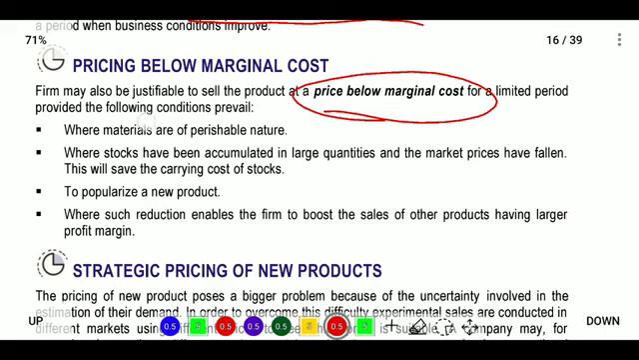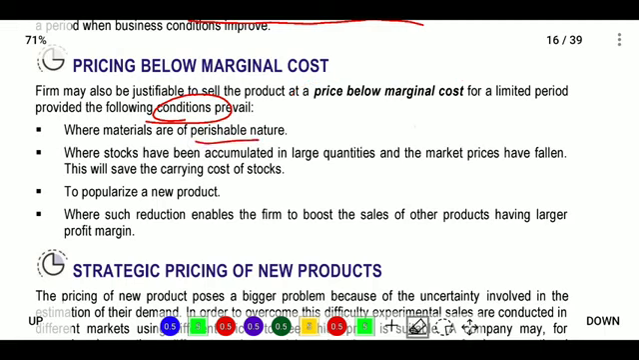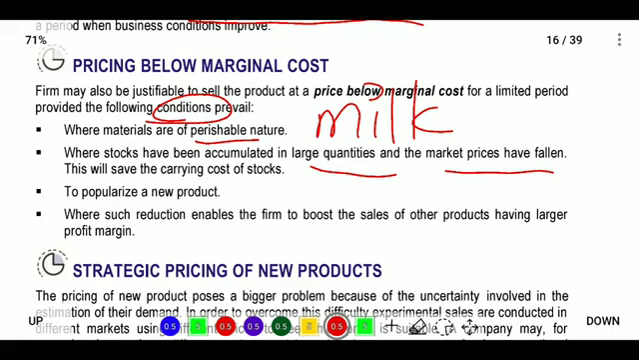Here the following conditions prevail. First, if it is a perishable product. For example, if you are selling milk and you do not sell it within 1 or 2 days, it will go to waste. Rather than throwing it away as waste, it is better to sell at a lower price, then we will get some amount. That is the case. Next, where stock has accumulated in large quantities and market price has fallen, so we will save our cost, we will sell at that time.